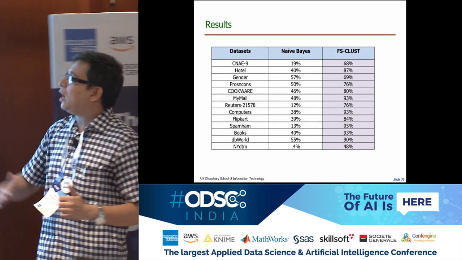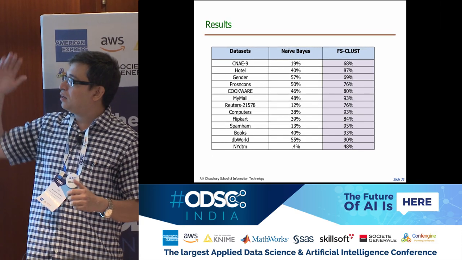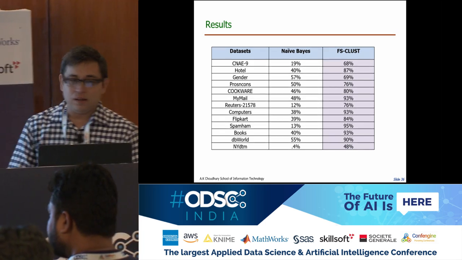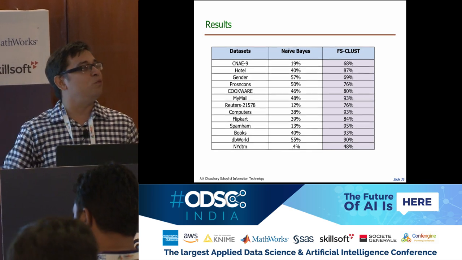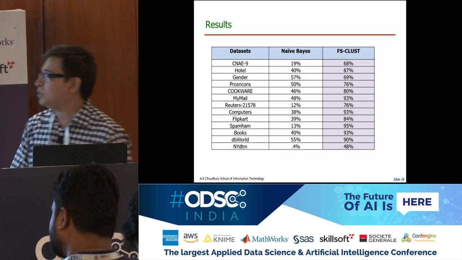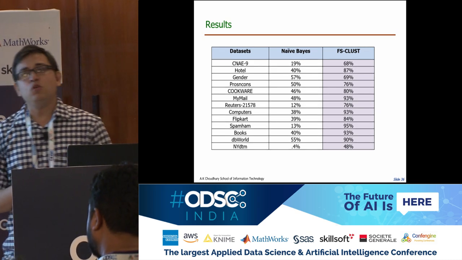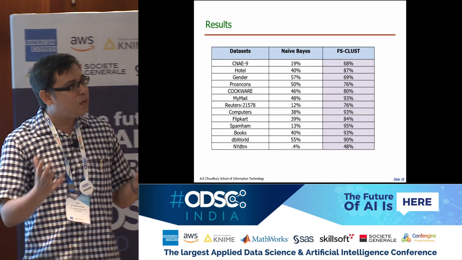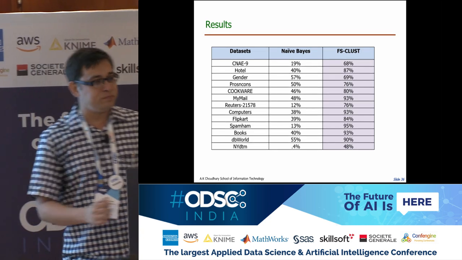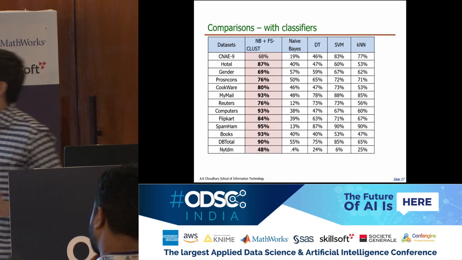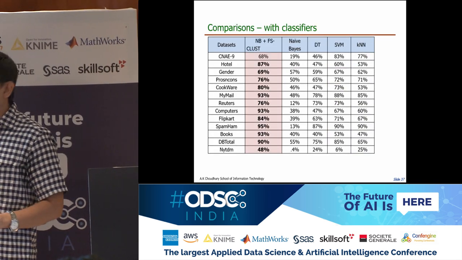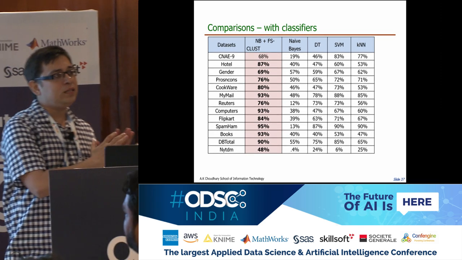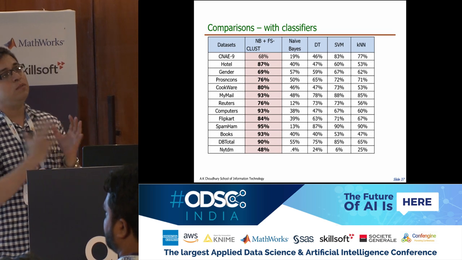So here are the results. We have now run on much larger text data sets, and you can see that there is a remarkable improvement in terms of classification accuracy that we have achieved. You might definitely question that, okay, good, you have improved naive Bayes, but is it comparable with other classification algorithms? So here is a comparison of the data. You can see that apart from the first data set, in all other data sets we have got better results using the method that we have applied.